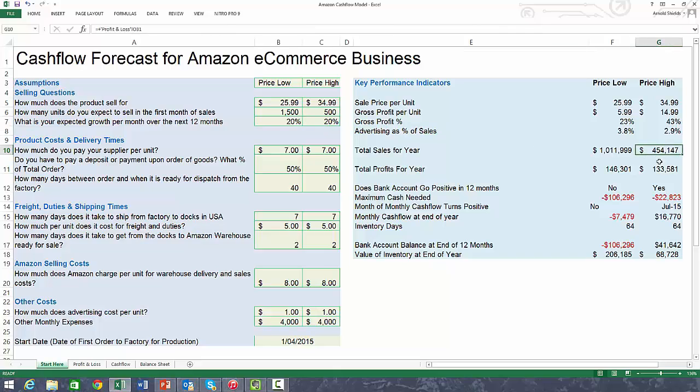In this case, we've got a much better gross profit rate at 43%. We've got sales at $450,000, which is significantly less than half of the low price option. The profits are almost the same, but does the bank account go positive in 12 months? Yes. The maximum cash needed is $22,000, and it goes cash flow positive in July. And in this model, the monthly cash flow at the end of the year is $16,000 positive. You've got $41,000 in the bank account and a significantly lower amount of stock.